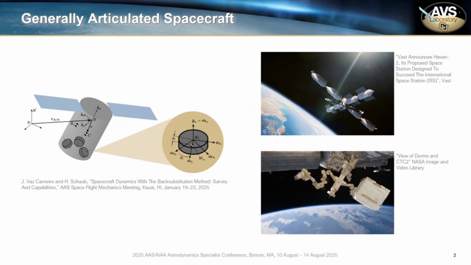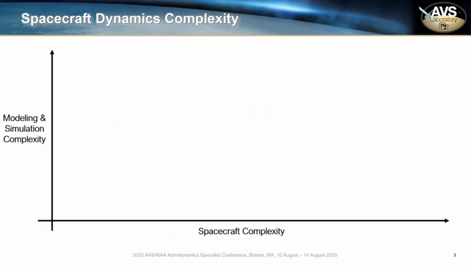So when I speak of generally articulated spacecraft, I really mean any spacecraft that has multiple elements that move with respect to one another. And in the world of robotics, we call these systems multi-body systems. The problem of modeling the equations of motion of these systems is that as the spacecraft complexity grows, so does the modeling and simulation complexity.